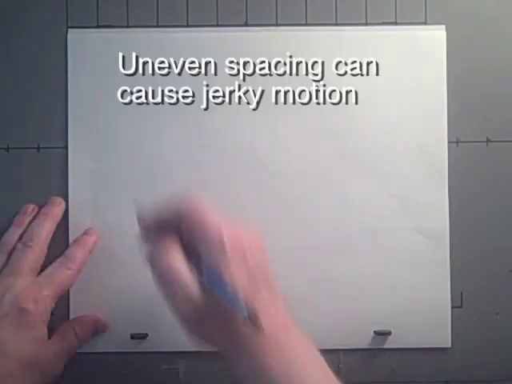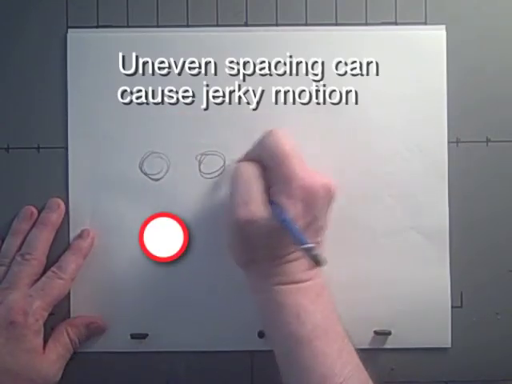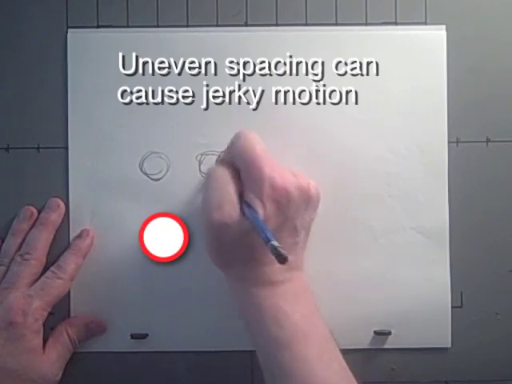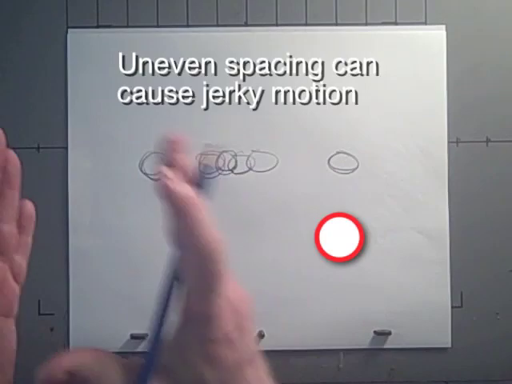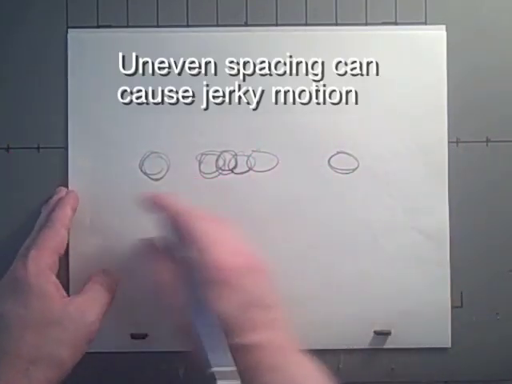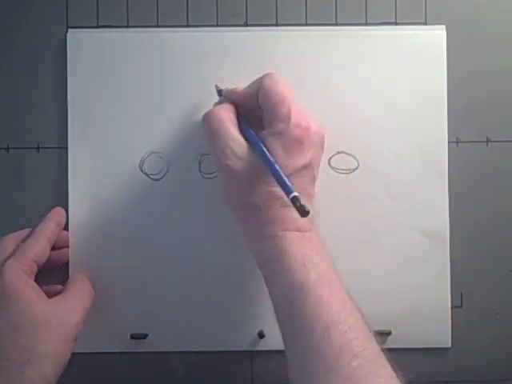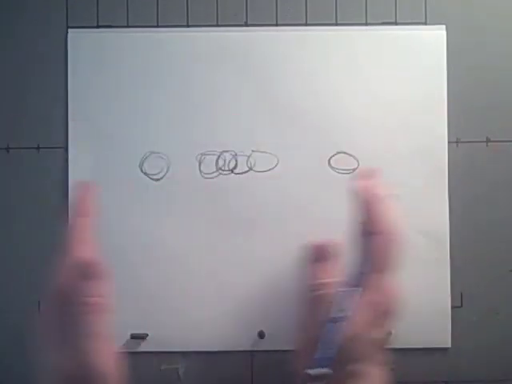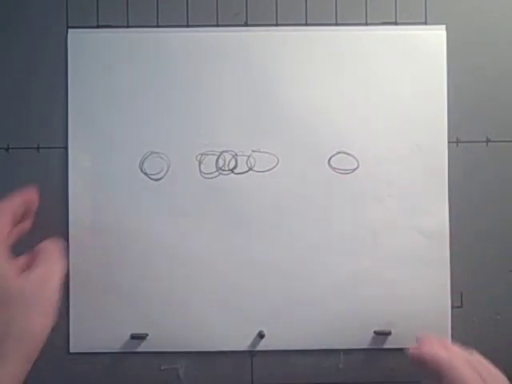One thing that you have to be aware of is that, say you had a drawing that was here, a drawing that was here, then all of a sudden you started packing the drawings here, here, here, and then all of a sudden jumped over here. It would make a kind of jerky motion. So unless you want that jerkiness, you want your timing to be either even or slowing in or slowing out of a move, and you want to make sure the spacing is very controlled.